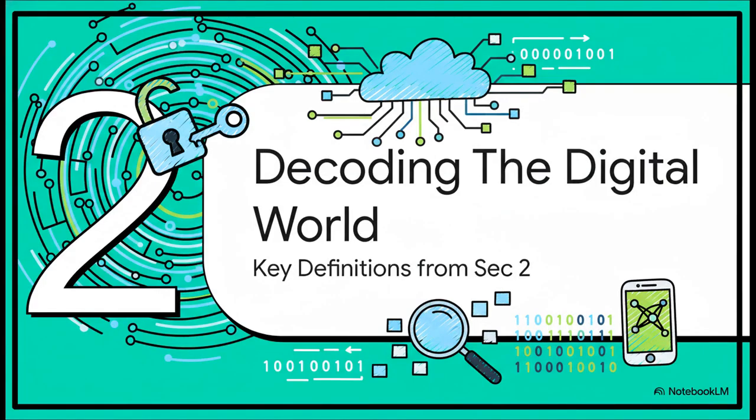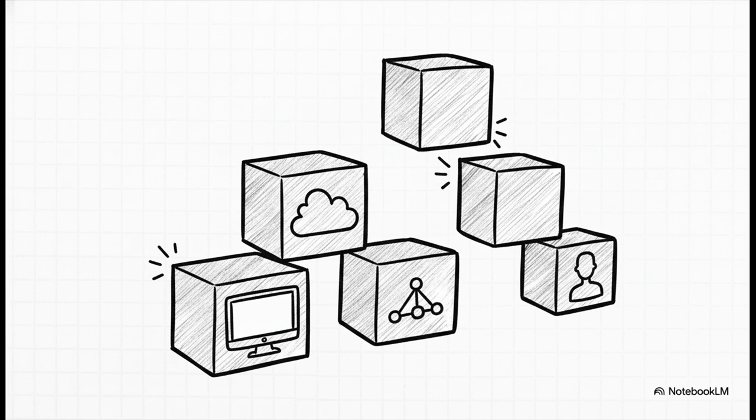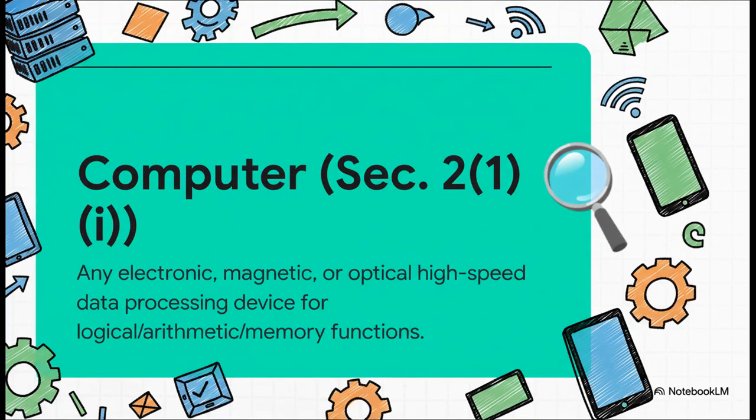Okay, now let's get to the real meat of it, the stuff you'll definitely see on your exam. Section 2 of the Act, think of it as the official digital dictionary. You really have to get these terms down cold because everything else builds on them. We're going to start with the basics, the absolute building blocks of the digital world, at least according to the law. So a computer under the law is defined super broadly. It's not just your laptop. It's pretty much any high-speed device that processes data. You can just think of it as the brain of any operation.